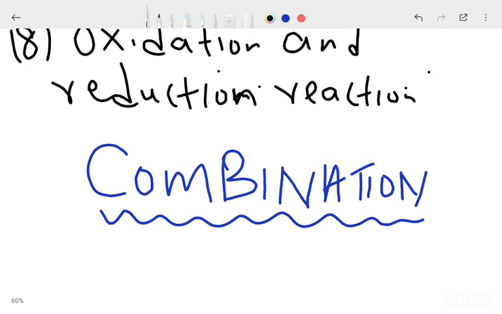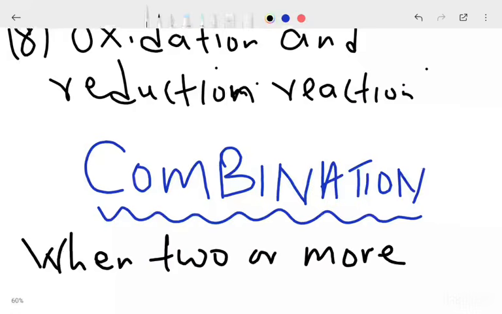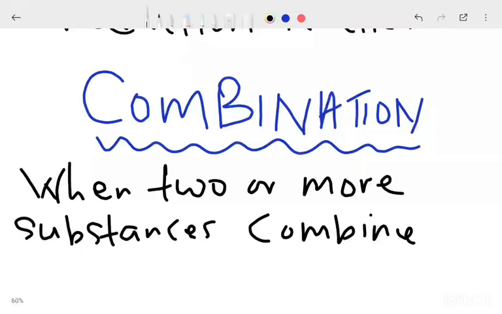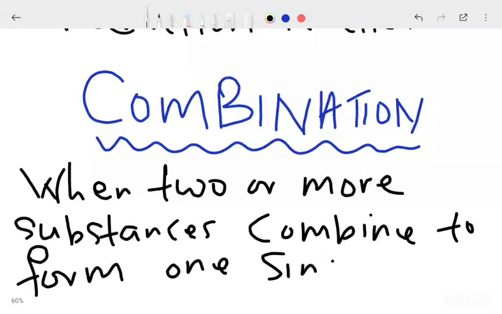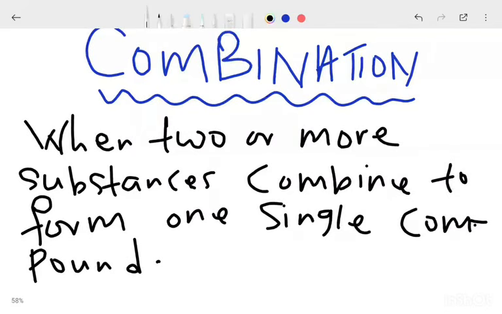So let me give the definition of combination. When two or more substances combine to form one single compound, a combination reaction is said to have taken place. So this is the meaning of combination. When two or more substances combine to form one single compound.